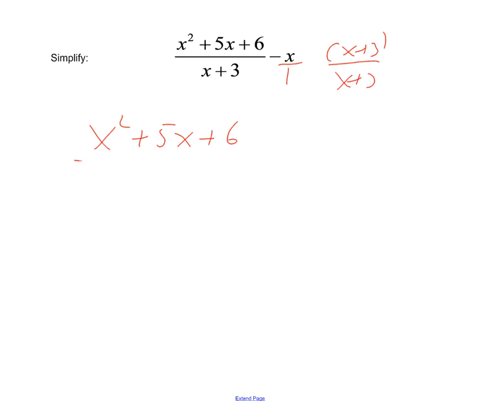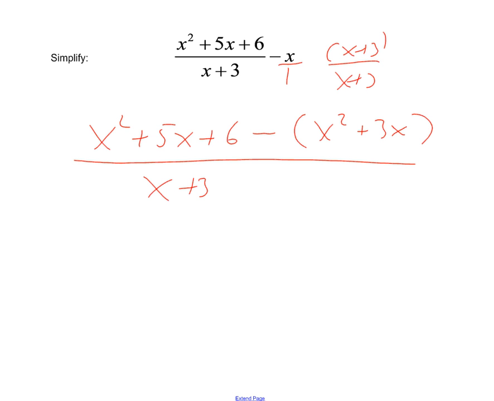And I'm going to skip a step. I'm just going to put it over x plus 3 right now, because I know they're going to have common denominators. And we're going to subtract from that parentheses x squared plus 3x. When we simplify this, the x squareds cancel. They won't always cancel, but they have in these two cases. 5x minus 3x is a 2x, and there's a 6 left.